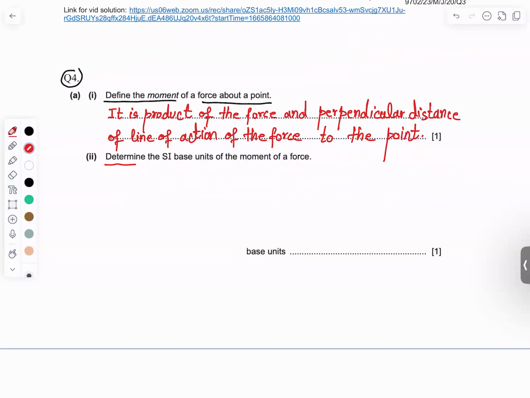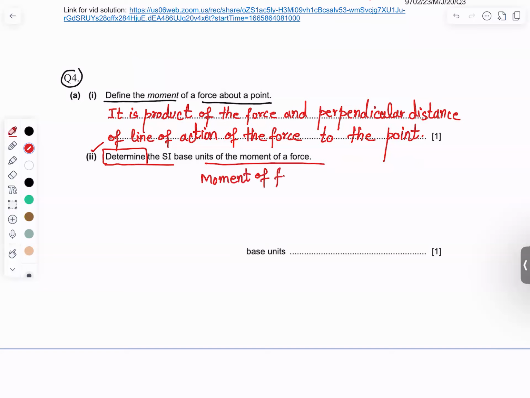Determine the SI base unit for moment of a force. Here, determine means you have to bring it, you have to basically prove it. Otherwise, if they say state, we'll just write. But they said determine. Determine means we have to show it. We have to show working for that as well.